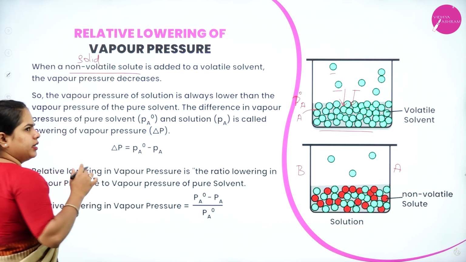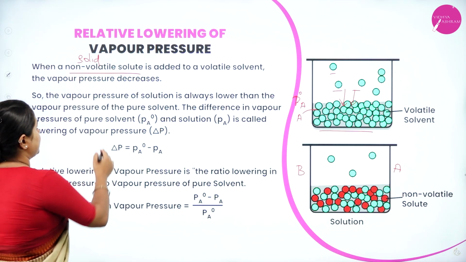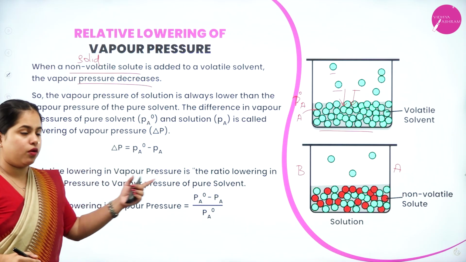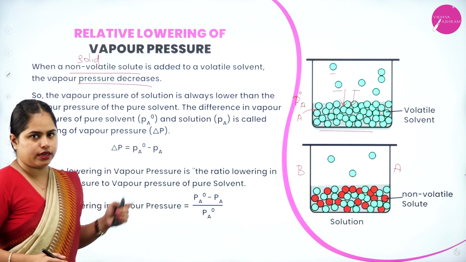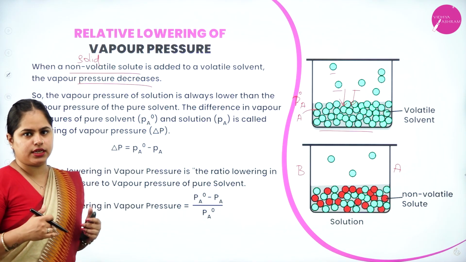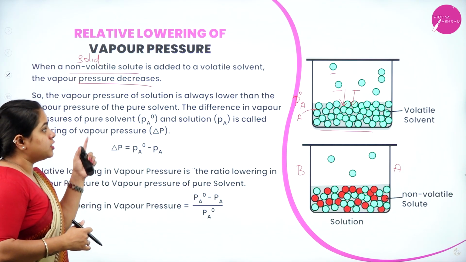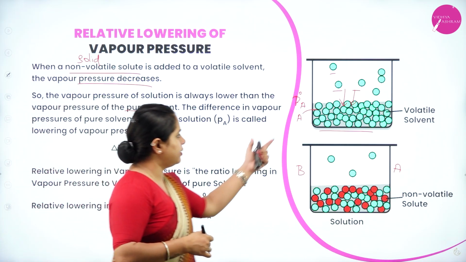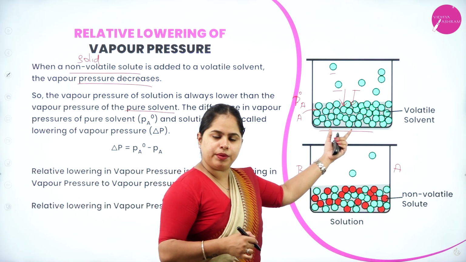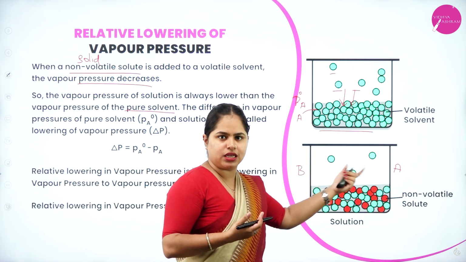It is non-volatile, it doesn't get evaporated, and is added to a volatile solvent, the vapor pressure decreases, right? So when a solid substance is added to a liquid substance, what is happening is what is written here. What happens? The vapor pressure decreases, as I just discussed. So the vapor pressure of the solution is always lower than the vapor pressure of the pure solvent, right? Comparing this and this, this will have more vapor pressure because only the pure solvent is present there. So easily the gas can evaporate.